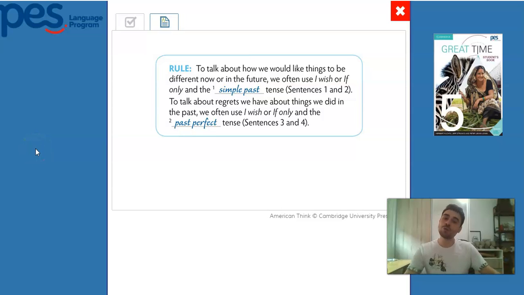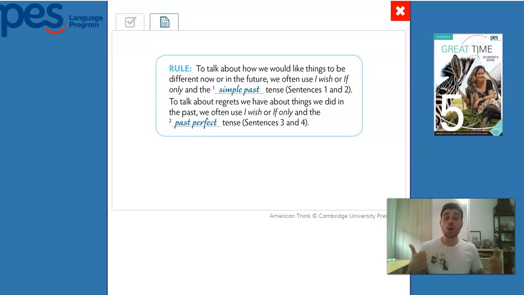Alright, guys. Hope you could find the tenses and remember the names of the tenses very easily. Okay? And here we have the rule completed. So, we say that to talk about how we would like things to be different now or in the future, we often use "I wish" or "if only" and the simple past. Remember, could, understood. This is the simple past. And to talk about regrets we have about things we did in the past, we often use "I wish" or "if only" in the past perfect tense. Remember, had studied and hadn't said. Sentences number three and number four.